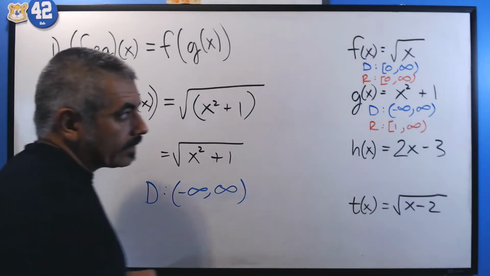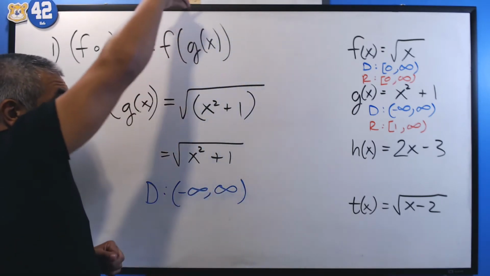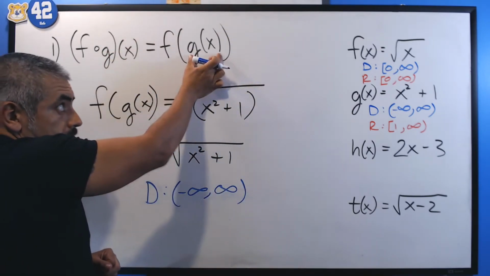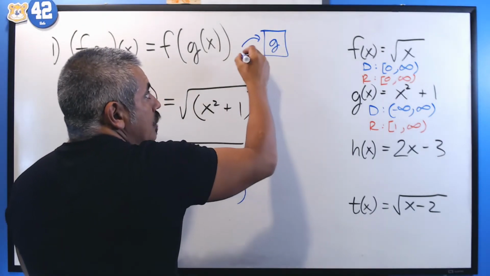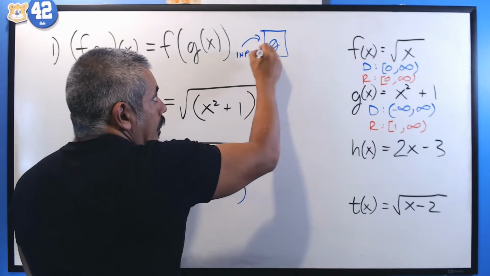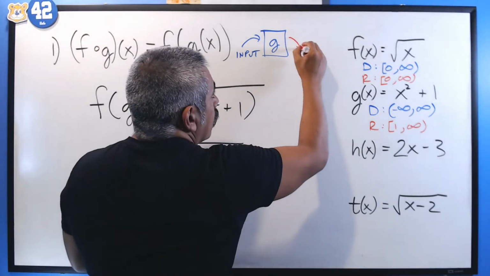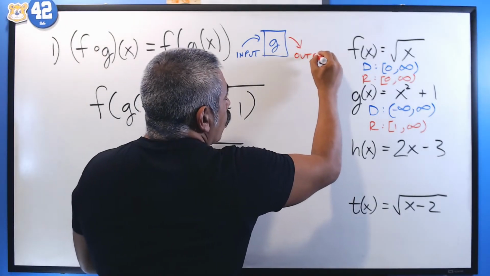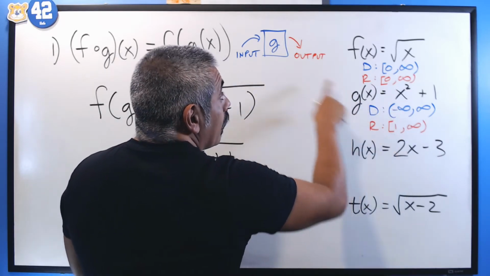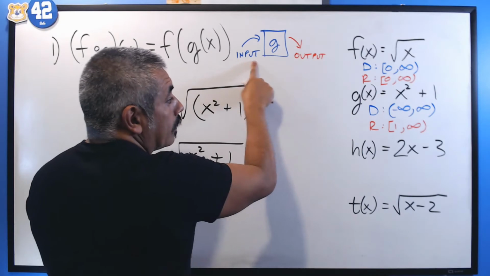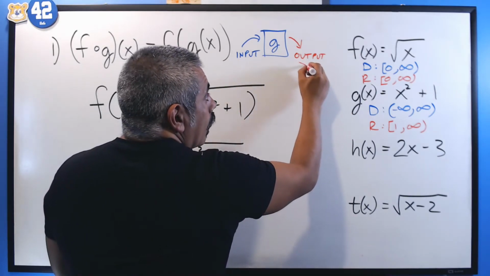But now if we look at the range, since we know that once we plug something in here, G does it first. You plug it in, G takes it. Then G is going to give you an output. And for now, we know that G cannot give me anything that is less than 1. Any number you put in here, you're going to get something that is either 1 or greater than 1.